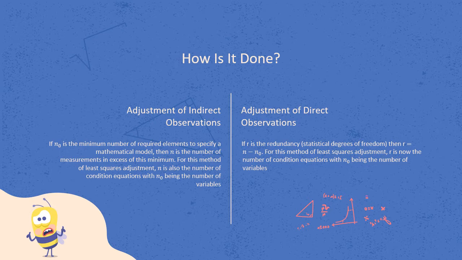Adjustment of direct observations. If R is the redundancy, or statistical degrees of freedom, as it is more commonly known, then R would be equal to n minus n0. For this method of least squares adjustment, R is now the number of condition equations, with n0 being the number of variables. So before, for indirect observations, n would be the number of condition equations, but for direct observations, R would be the number of condition equations.